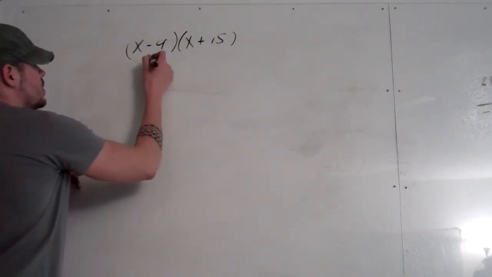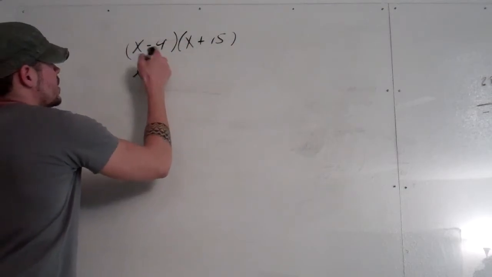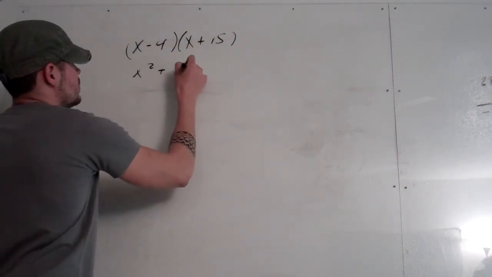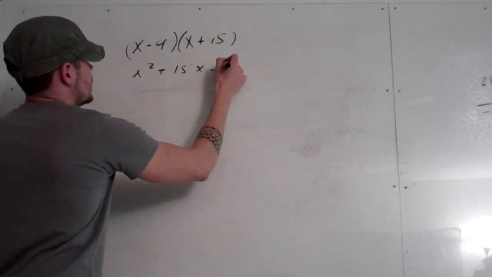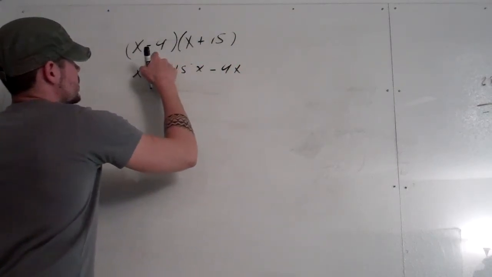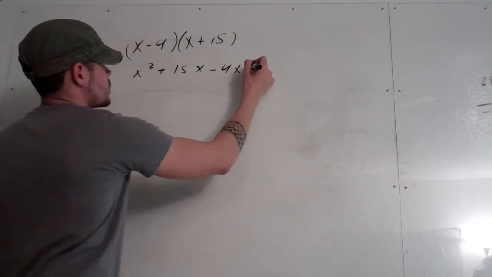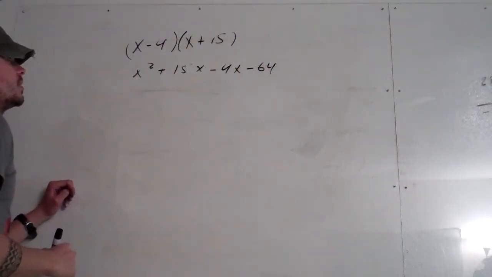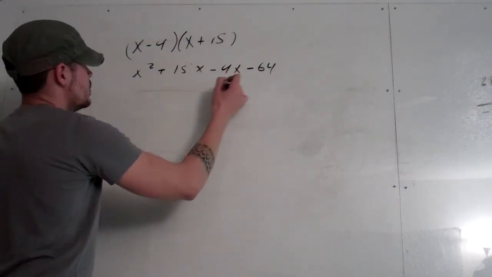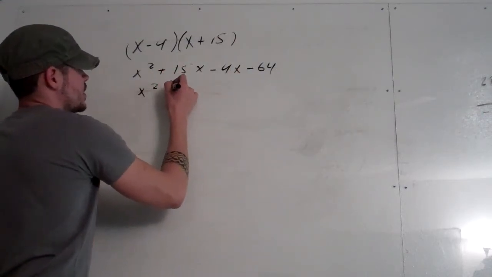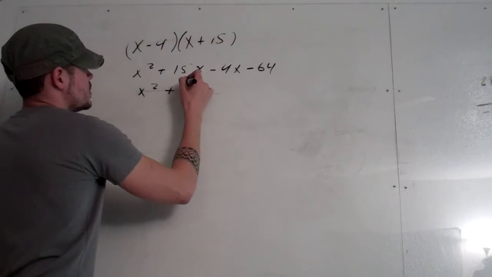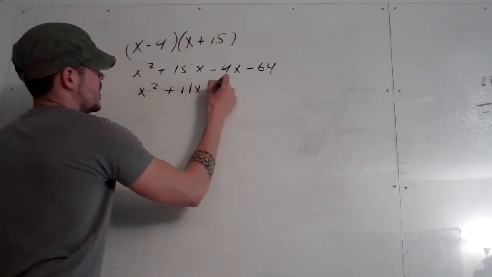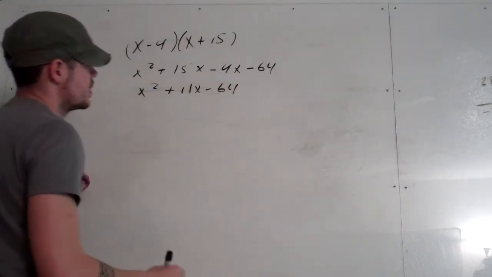It comes out, let's say this times that is x squared, this times this is plus 15x, this times this is minus 4x, and this times this is negative 64. And then you take like terms and combine them, and you're left with x squared plus 11x minus 64, right? Okay.